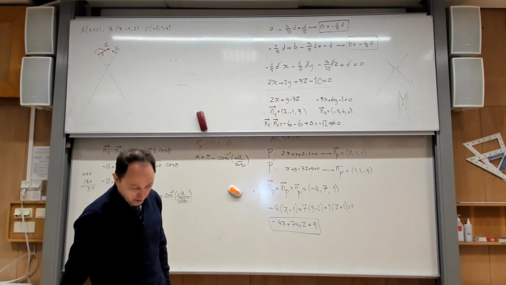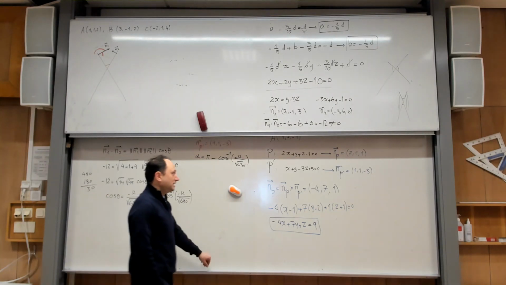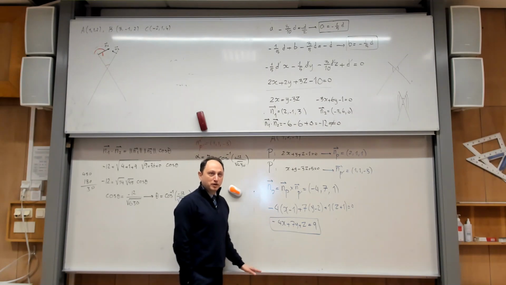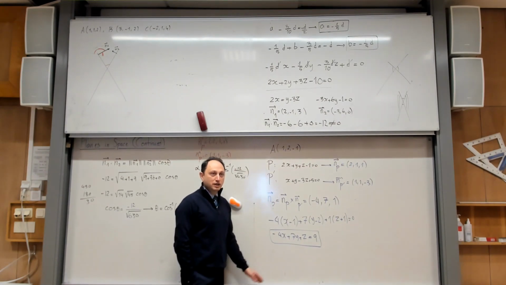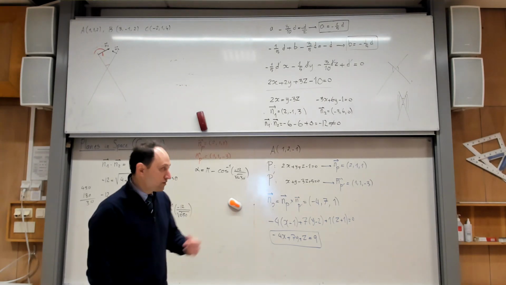Minus 4x plus 7y plus z minus 9. That's correct. But I mean this was a very simple problem, but if you do not want to think in this way, then you are making life hard for yourself. So you need to think in this way.